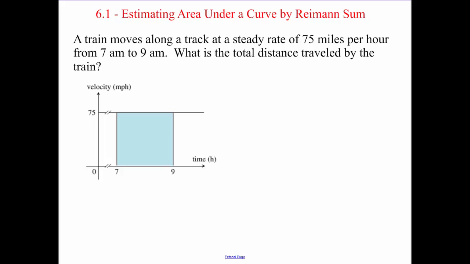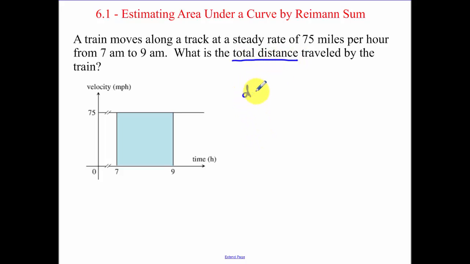Today we're going to be talking about estimating area under a curve by using what we call a Riemann sum, and that's using a bunch of rectangles. Now this first example is just kind of an introductory example of what we're going to be doing basically the rest of the semester. A train moves along a track at a steady rate of 75 miles per hour from 7 to 9 a.m. I need to know the total distance traveled by our train.